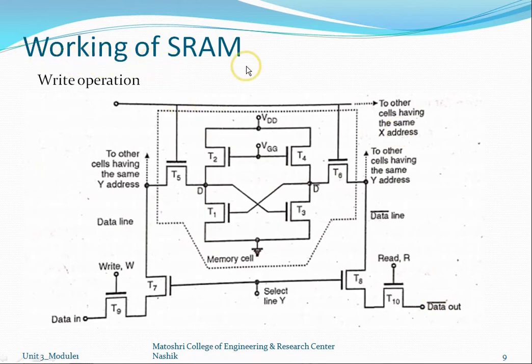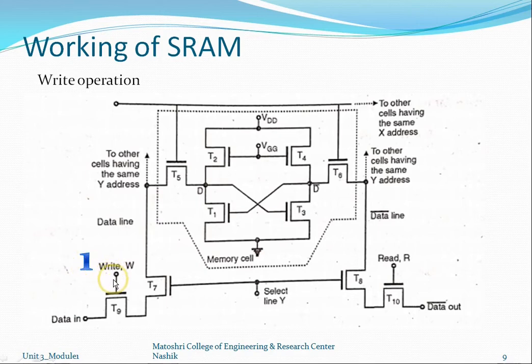The working of SRAM is divided into two types. First is the write operation and second is the read operation. Firstly, we study the write operation, how the data available at the data in is stored into this memory cell. In order to write, we make the write input high.